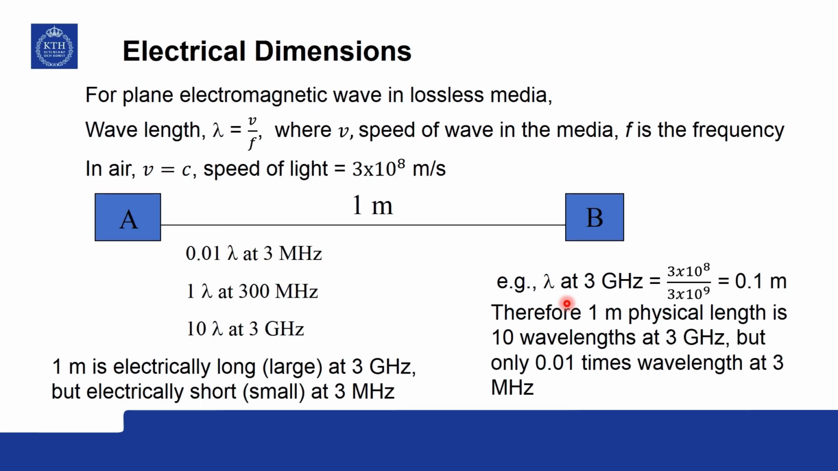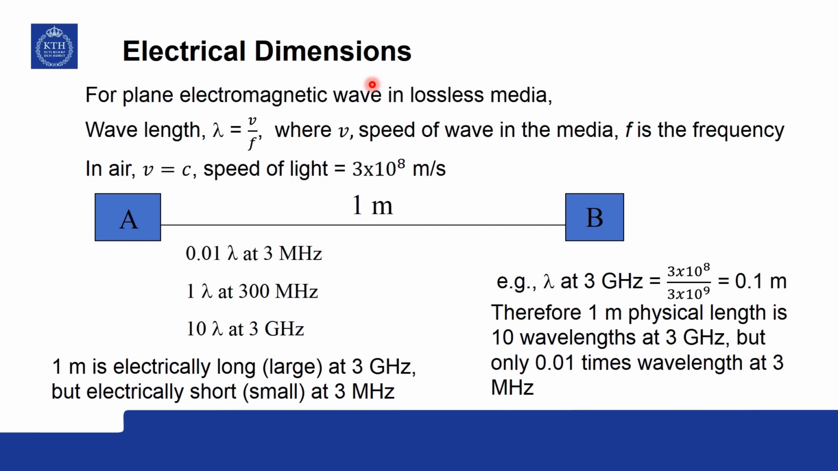Now, we will go through some of the concepts used in EMC. We have finished with some of the description of the sources. So, one is the concept of electrical dimensions.